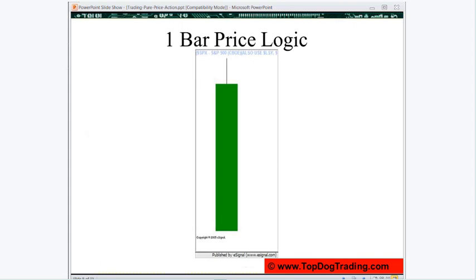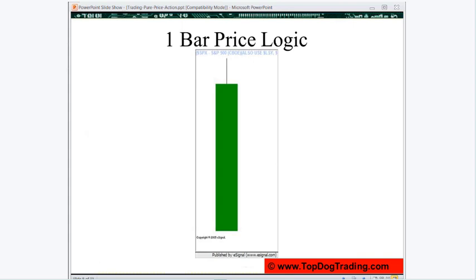Okay, so 1 bar price logic. We're going to start with 1 bar, then go to 2 bars, 3 bars, and then we're going to look at a whole history of bars and learn how to read them. So we can read a chart like a book. Anybody have the experience where you look at a chart and it looks just like a Rorschach ink blot test? It's just chaotic. It looks subjective. It's not subjective at all. Every chart tells a story. Okay, and that's what we're going to learn today, is how to tell the story. So we start out with the alphabet.